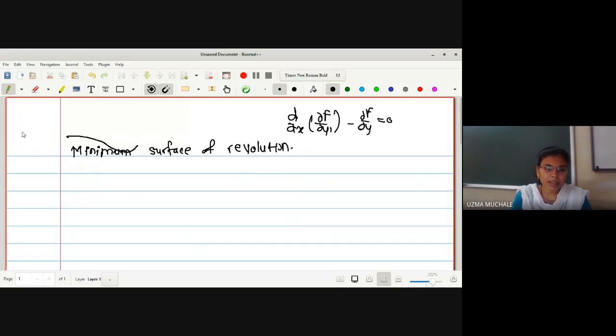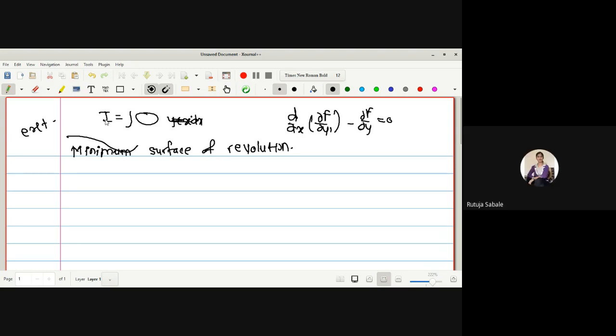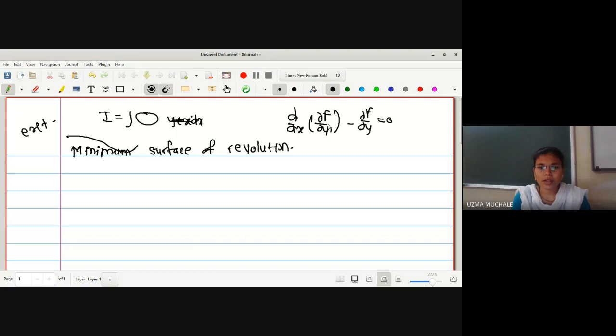So here we have to apply the extrema condition, correct? If you are going to apply the extrema condition, we should first find the integral I. This integral I will be extremum only if this function f, that is, whatever the terms we have except dx, is your function f. I is an extremum only if your f satisfies this Euler-Lagrange's equation. So minimum means we are going to find the extremum conditions.